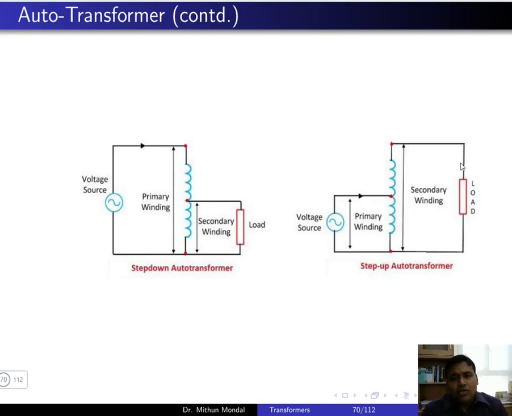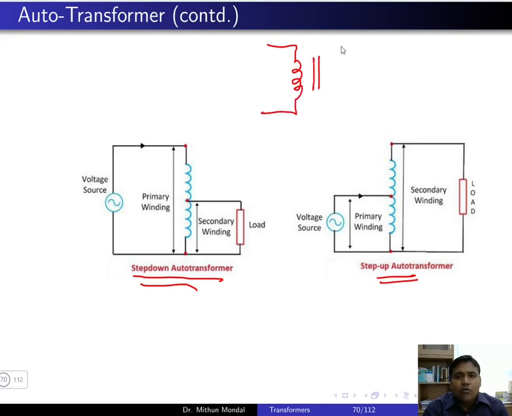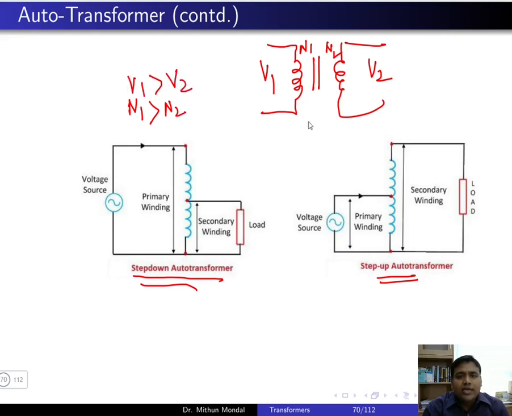So let us discuss the auto transformer in two different modes of connection. One is known as the step down auto transformer and the other one is the step up auto transformer. If you remember, in a two winding transformer you have two windings, and this is your primary voltage V1 and this is your secondary voltage V2. You have N1 number of turns and N2 number of turns. So in a step down transformer, your N1 will be more than N2, whereas V1 will be more than V2. In a step up transformer, your V2 will be more than V1 and N2 will be more than N1.